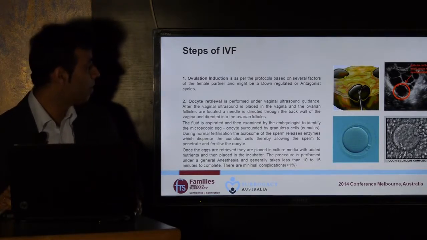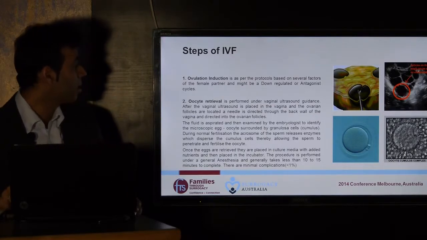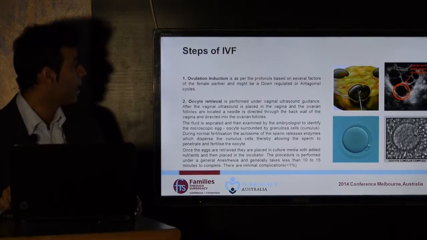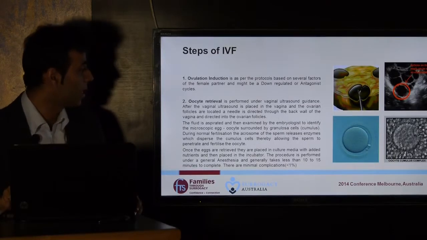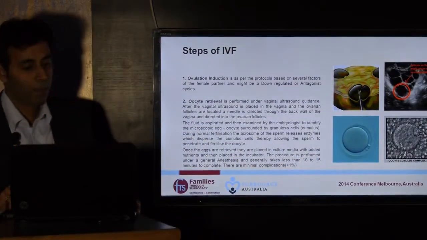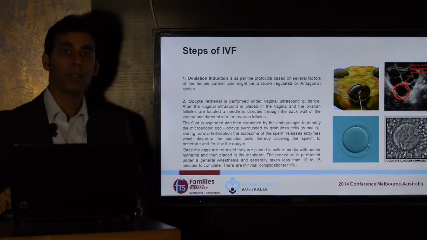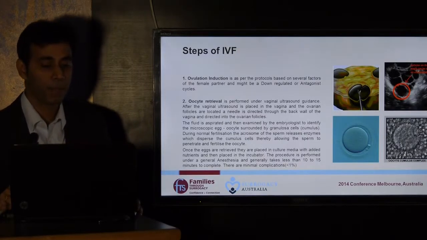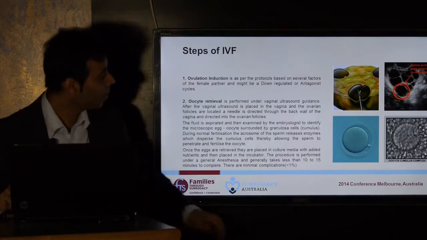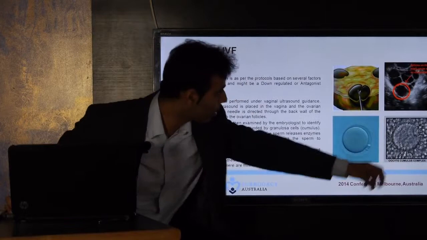Oocyte retrieval is performed under vaginal ultrasound guidance. After the ultrasound is placed in the vagina and the ovarian follicles are located, a needle is directed through the back of the wall of the vagina and directed into the ovarian follicles, as you can see in this image here. The fluid is aspirated and then examined by the embryologist to identify the egg or the OCC, which is known as the oocyte cumulus complex. You can see in this image, the egg is in the center surrounded by the oocyte cumulus complex.